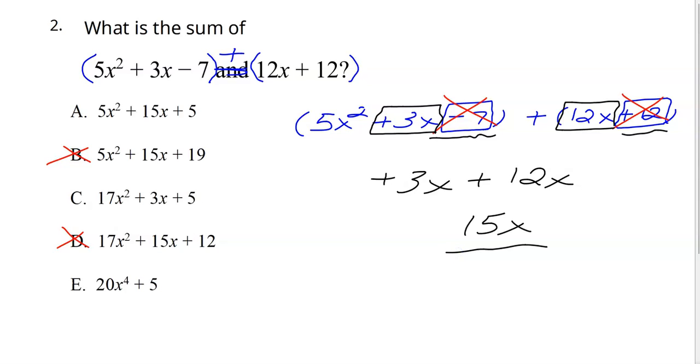Now, again, I've already gotten rid of these. These are gone. I don't even need to look at those because they didn't have the +5 in there. Now we're just looking at A, C, and E. So it must contain a 15x. Let's see. Yeah, this has a 15x. Keep it. This doesn't. This has a 3x. This is gone. This doesn't have a 15x. This is gone. There's no 15x in here. And by the process of elimination, my answer choice has to be A.